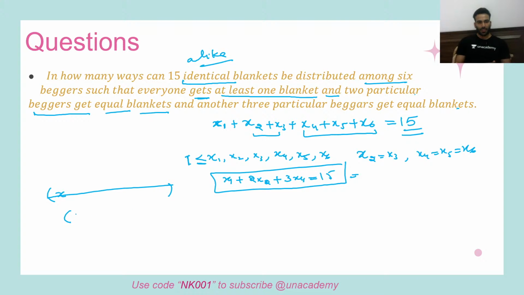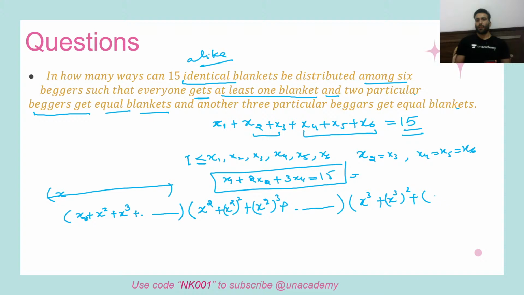For the first variable, I will write the expansion like this: x plus x square plus x cube, and let's say till infinity, because there is no upper limit given, so I can increase it. So I know the upper limit is limited, but still. Now this is twice of x2, so I'll have to introduce it like this: x square, x to the power 4, x to the power 6, and again this will continue till infinity. Then we'll have x cube, x to the power 6, x to the power 9, and again it will go till infinity.